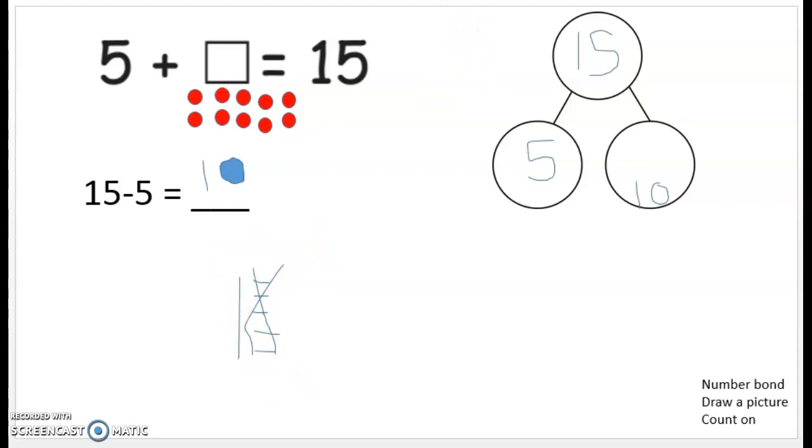We could also break up our 15. So 15 is 1 ten, 5 ones. Okay, and because we're subtracting in this part, we can cross off those 5 ones as a number this time, not like our drawing over here, and still see that we're left with 10.